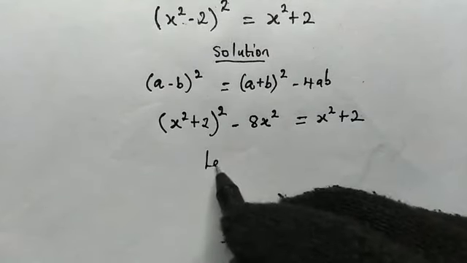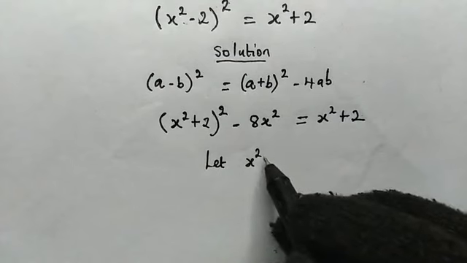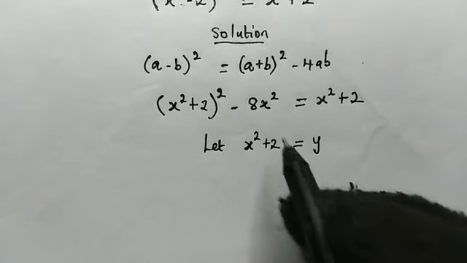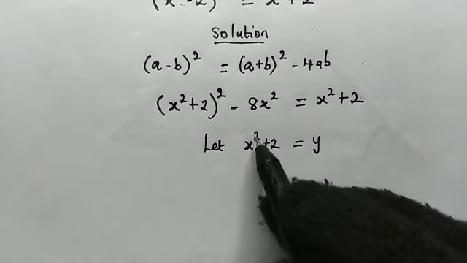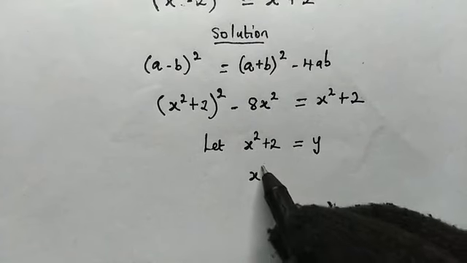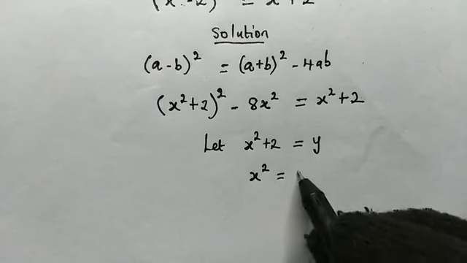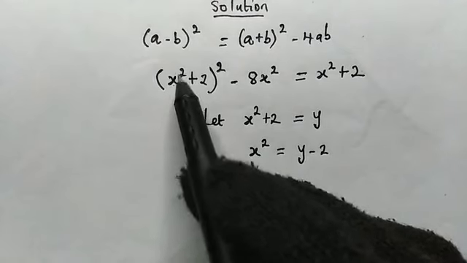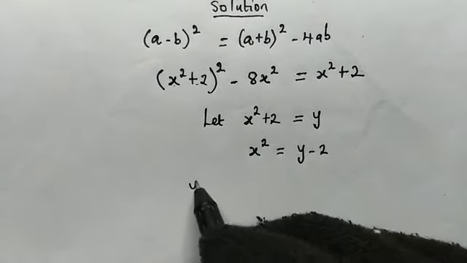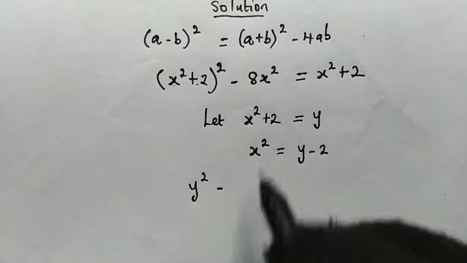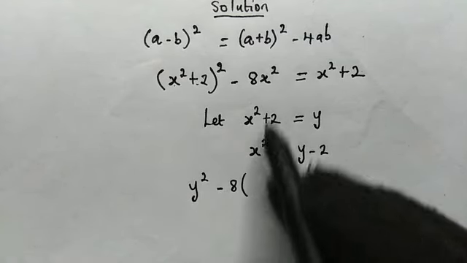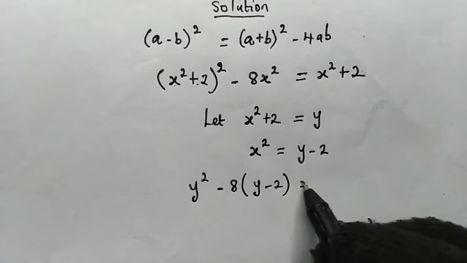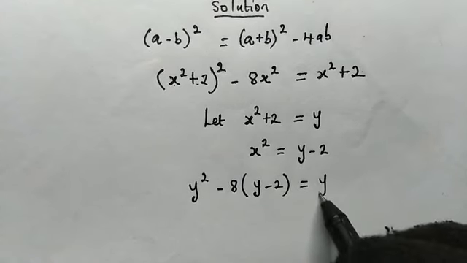So we're going to let x squared plus 2 equal y. Remember we have x squared here, so we need to solve for x squared. So we can say that x squared is equal to y minus 2. So here, (x squared plus 2) squared will become y squared minus 8 into brackets. The value for x squared in terms of y is y minus 2. Then this is equal to x squared plus 2, which is y.